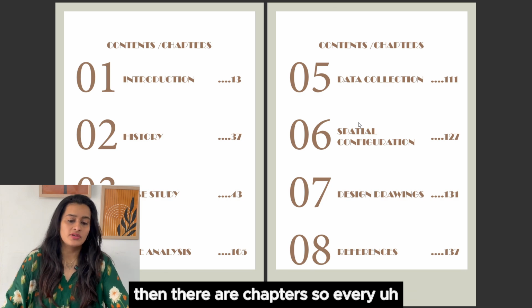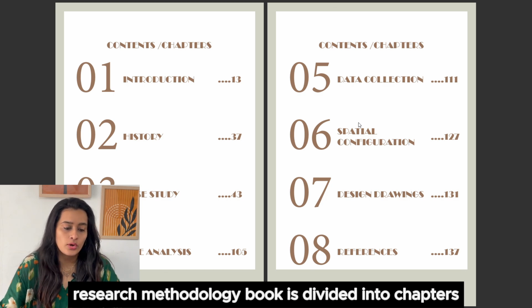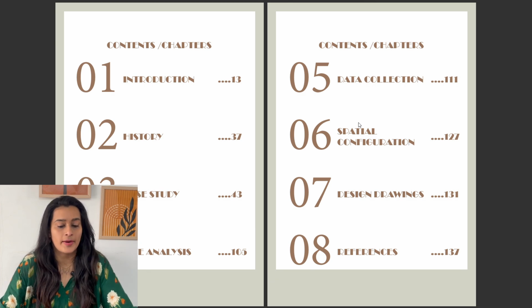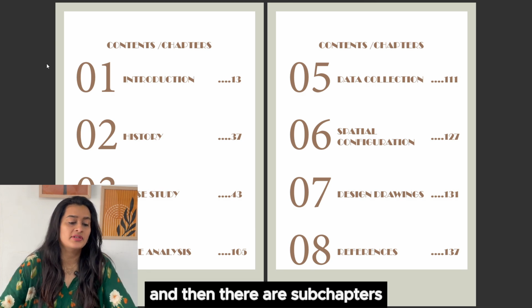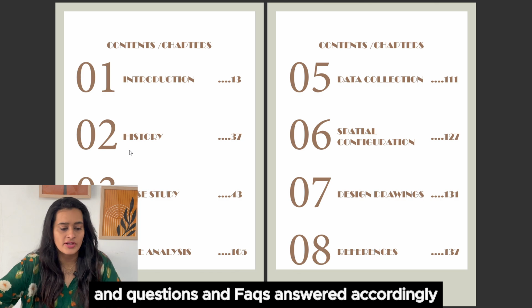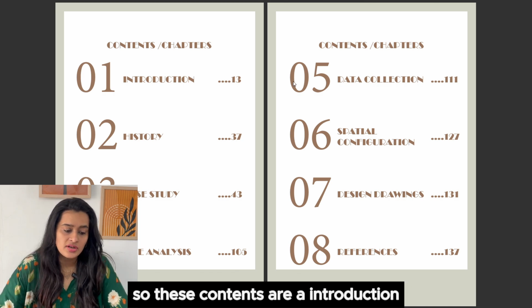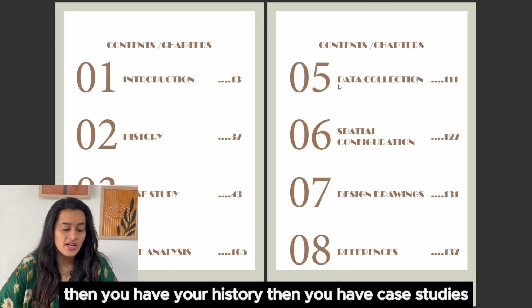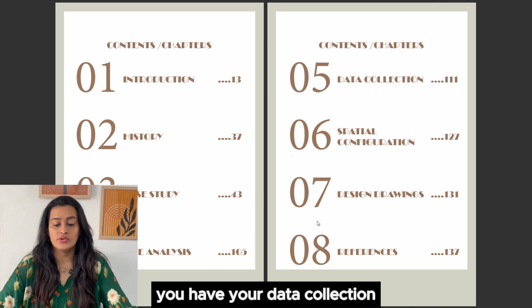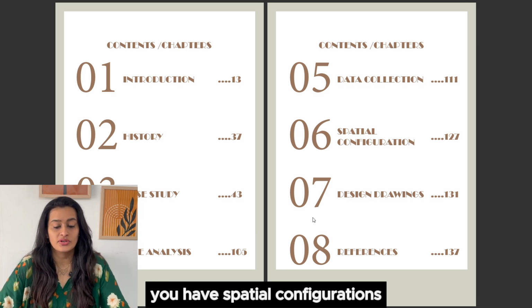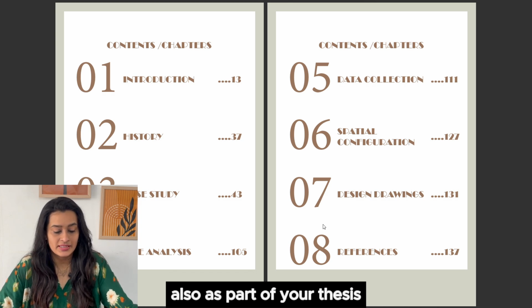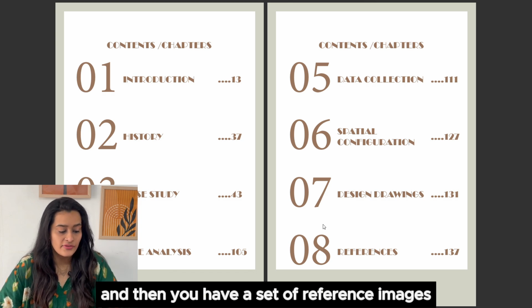Then there are chapters. Every research methodology book is divided into chapters, and then there are sub chapters and questions and FAQs answered accordingly. So the contents are introduction, then history, case studies, site analysis, data collection, spatial configurations, and design drawings as part of your thesis, and then a set of reference images.